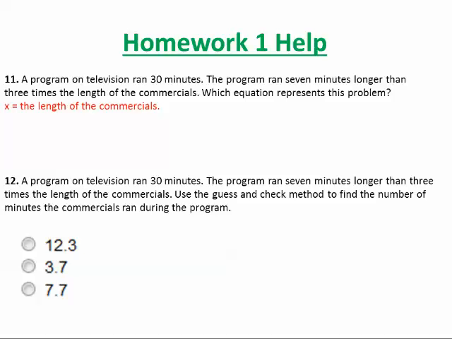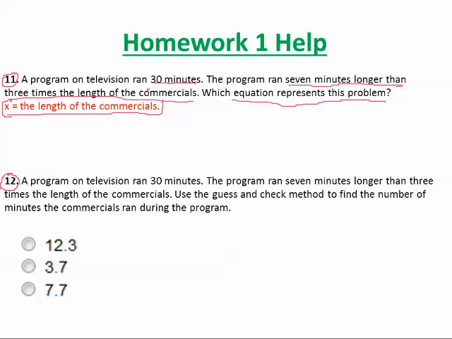These are some wordy problems that I thought I would get you started on. I'm not going to totally do them for you. These two are the same information, asking you to do different things. Let's just read it. A program on television ran for 30 minutes. So this is a 30-minute show, and the program ran 7 minutes longer than 3 times the length of the commercials. You'll have a choice of which equation represents this problem, but we're going to try to just write the equation. They tell us that X is the length of the commercial.